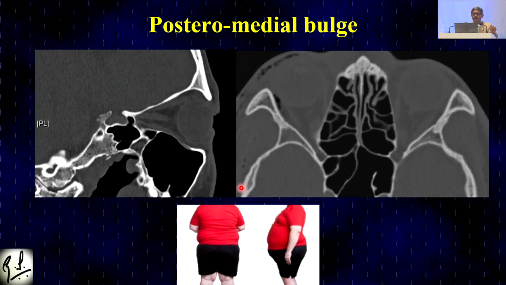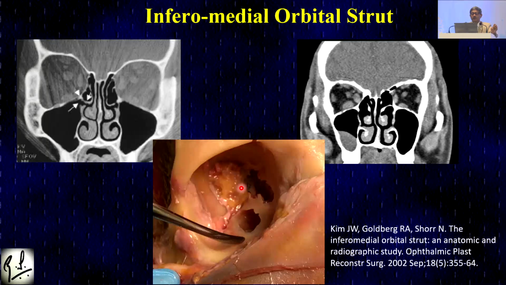Textbooks get this wrong. Remember that the floor is not one straight line, or even the medial wall is not one straight parallel line. It bulges into the orbit, which is what gives you the projection of the globe. And again, if you don't get this right with the anatomical reconstruction, you get postoperative enophthalmos. This is the inferomedial orbital strut, which is a solid bone at the junction of the floor and the medial wall. You want to pay conscious attention to it, whether it's disrupted or not.